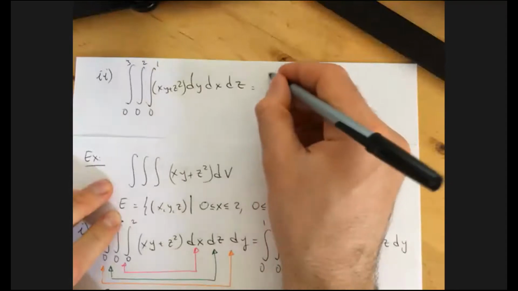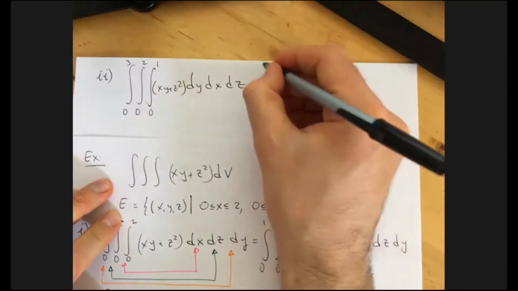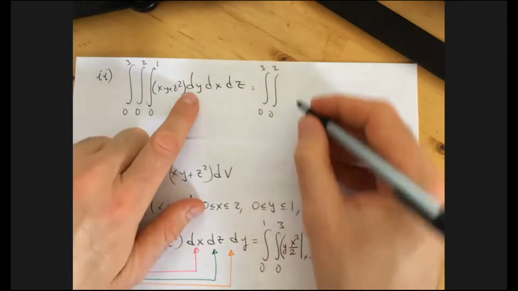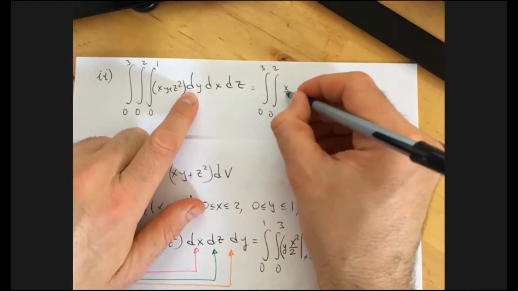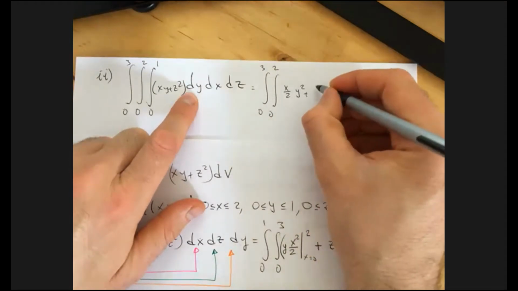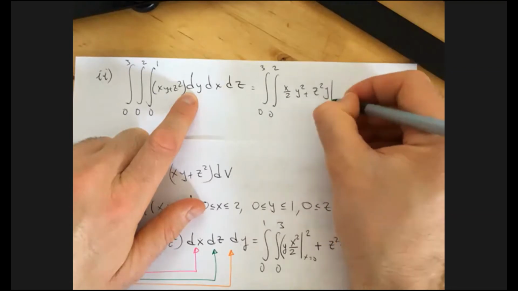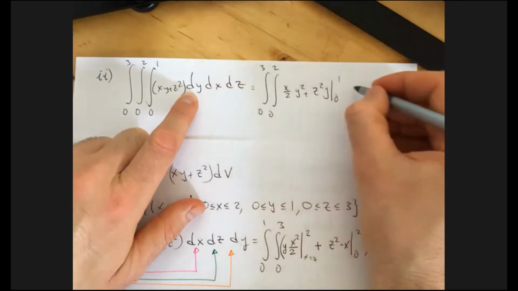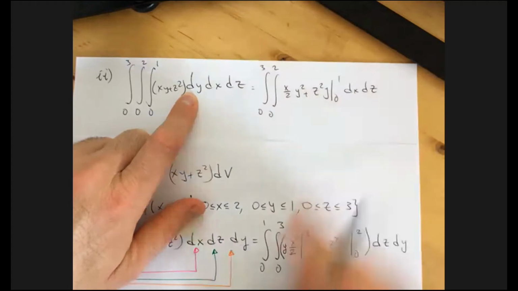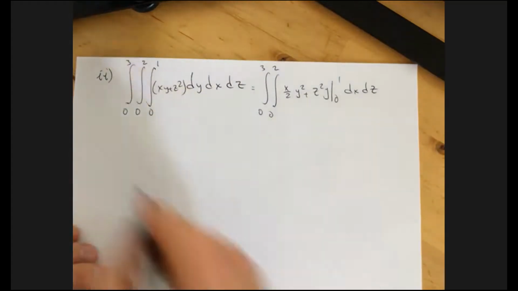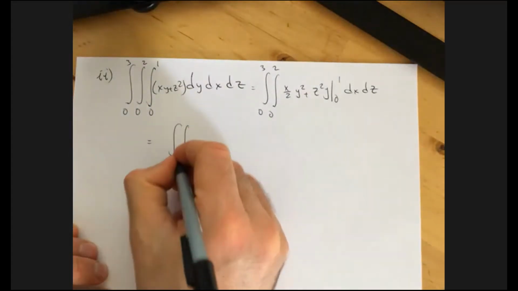So let's speed up on this one a little bit. 0, 0, 3, 2. I integrate with respect to y first, x over 2 y squared plus z squared y, evaluated from 0 to 1, dx dz, which is equal to the double integral.